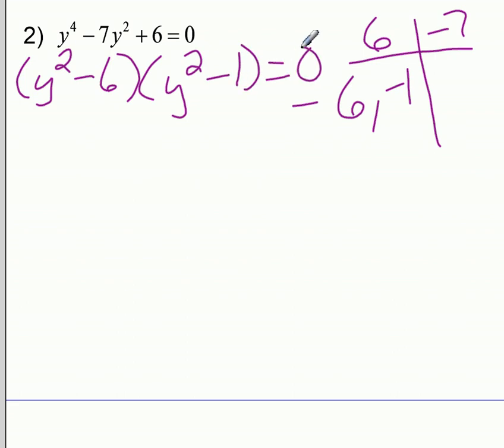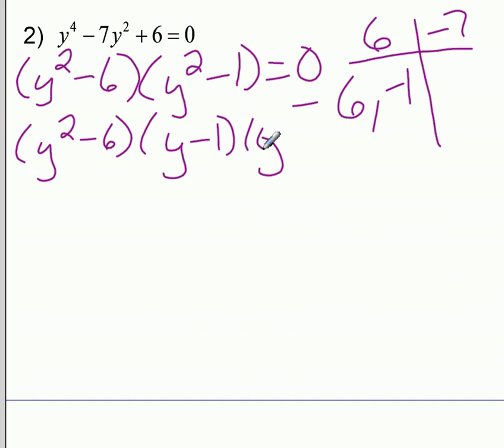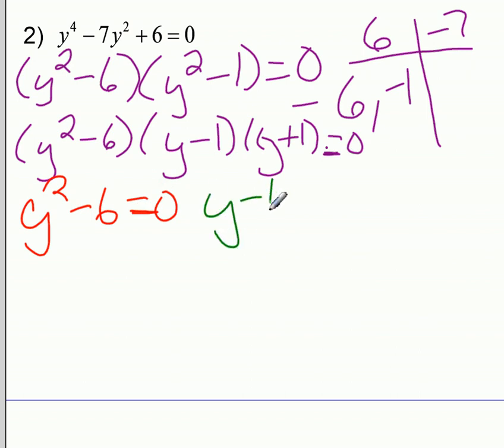Okay. One of those is factorable again. The difference of 2 squares here. Now I'm going to set each equal to 0. y squared minus 6 equals 0. y minus 1 equals 0. y plus 1 equals 0.